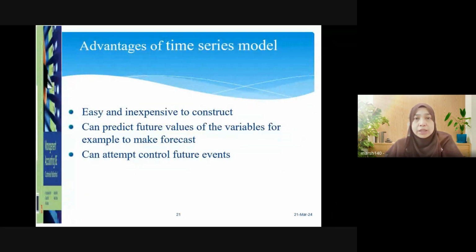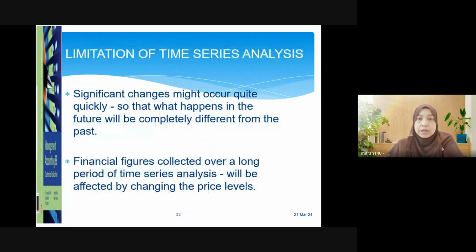What are the advantages of the time series model? It is easy and inexpensive to construct. You can predict future values of a variable, for example, to make forecasts, just based on prediction. You can attempt to control future events. Okay, these are the disadvantages or limitations of time series analysis. This one you can read on your own, and please read from textbooks as well.